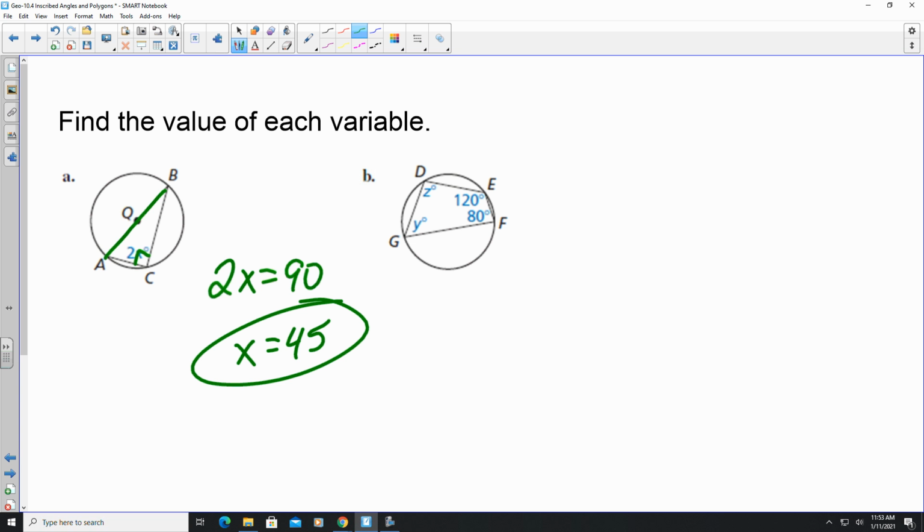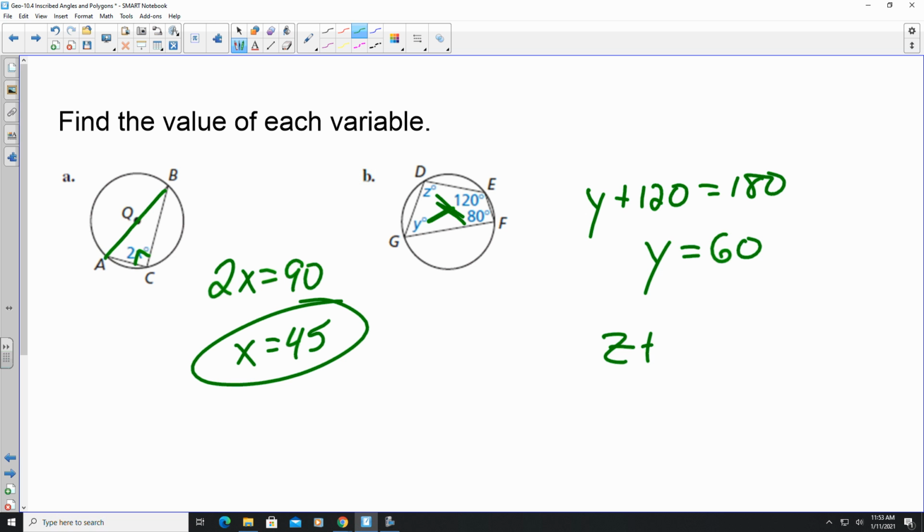Looking at example B, we need to find z and y. Well, G and E are going to be supplementary. So y plus 120 is going to be equal to 180. I subtract 120 from 180, which gets me 60. So y is going to be 60. And then if I go here and here, that means that z plus 80 is going to be equal to 180. That means z is going to be 180 minus 80, which is 100 degrees.